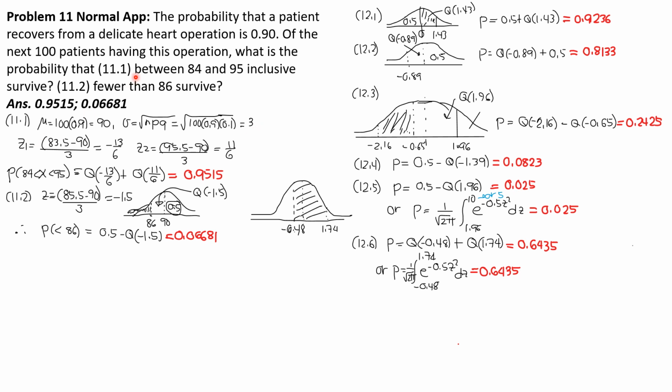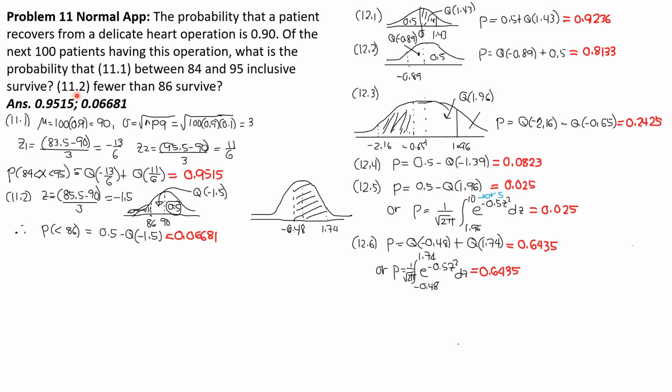Then the first z-score. Remember that we have to consider 0.5 to the left of this value, 84 minus 0.5, 83.5, minus the mean 90, over 3. That's negative 13 over 6. z2 is to the right of 95, 95.5 minus 90 over 3, 11 over 6. Then the probability, or the area under the normal distribution curve between 84 and 95, is Q(-13/6) + Q(11/6), and that is 0.9515.